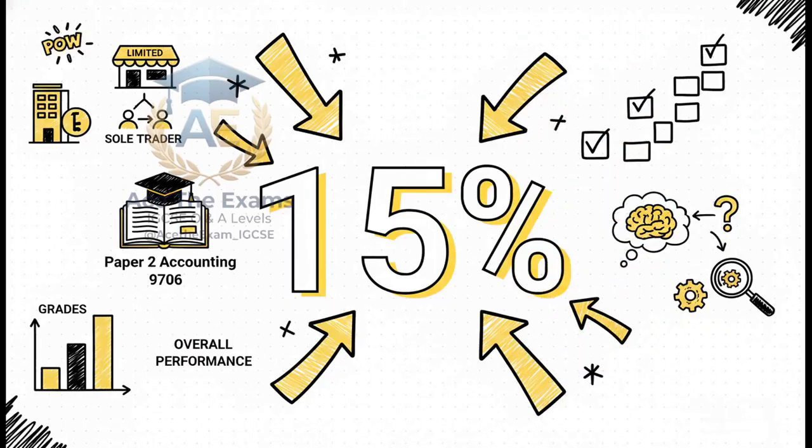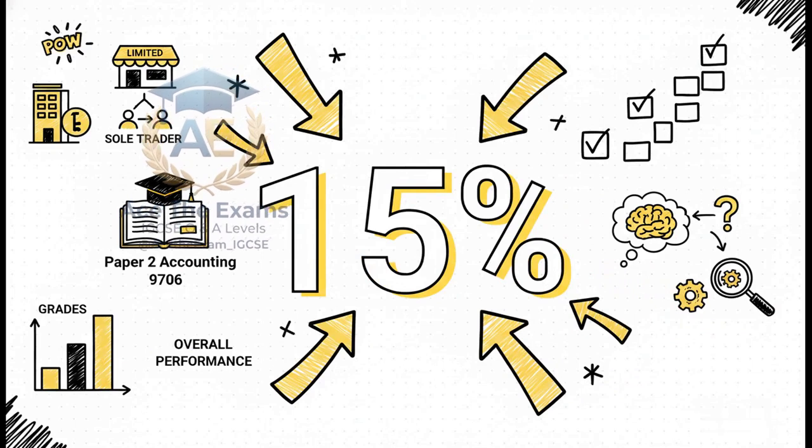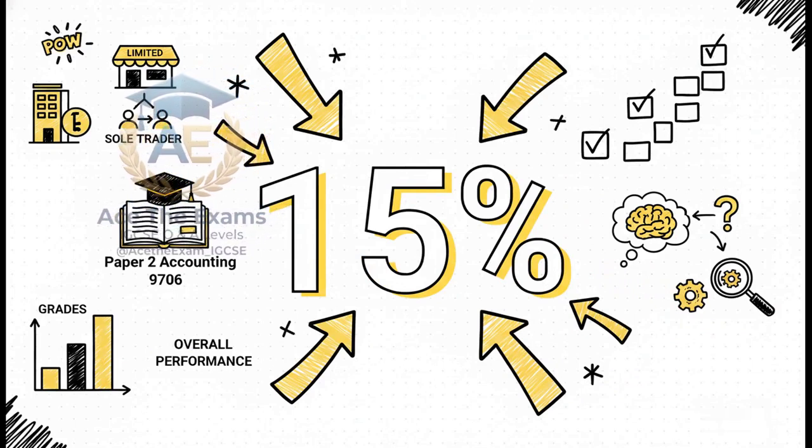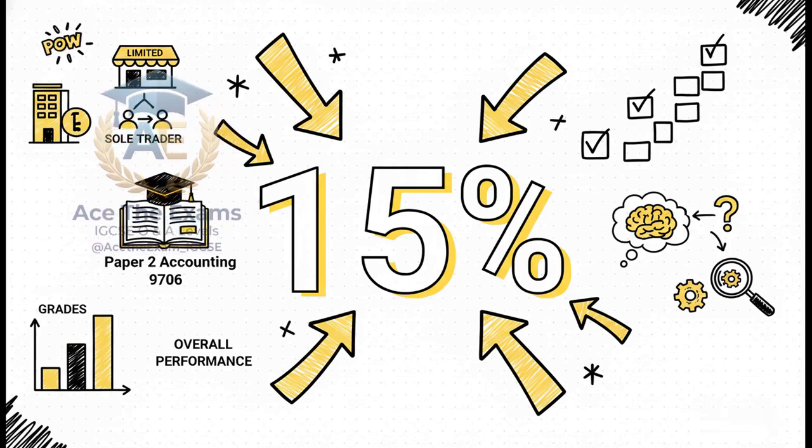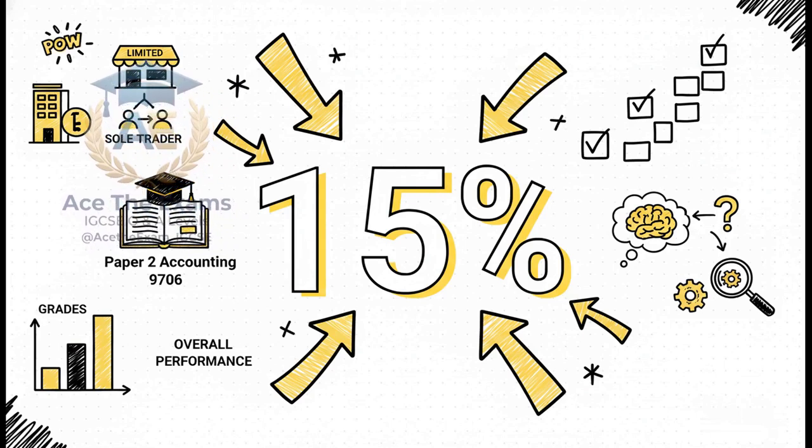Look at this sheer scale of the opportunity we're talking about here: 15%. I really want that number to just sink in for a second. Types of business entity accounts for approximately 15% of the total marks in Paper 2 of Accounting 9706. That is a massive chunk of your final grade sitting in just one conceptual area. It can literally make or break your overall performance.